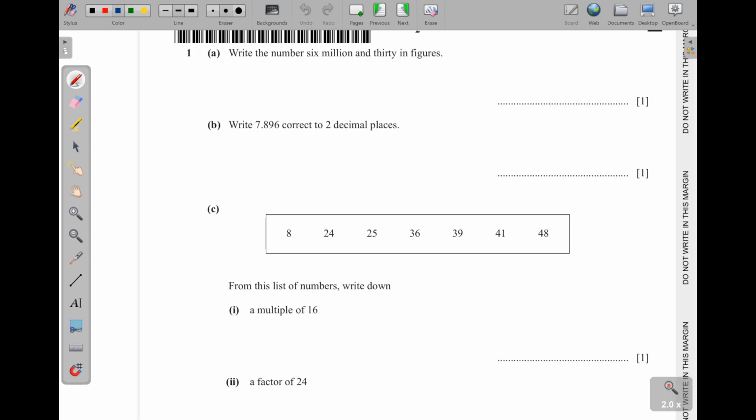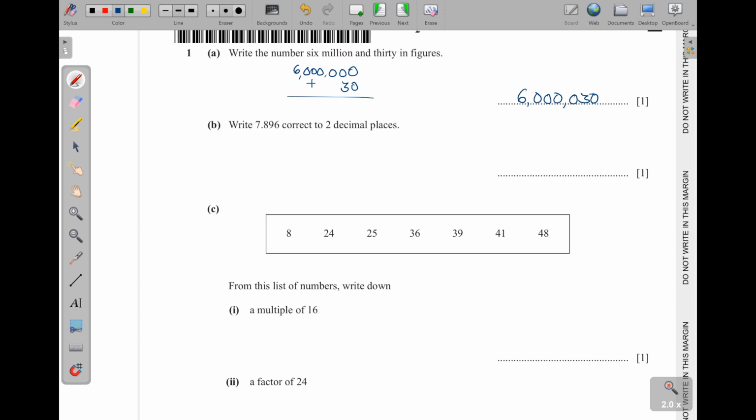Question 1 part A, write the number 6,030,000 in figures. So I write 6 million, I should have 6 zeros, then I add on 30, okay? You add on 30, so this one will give us 6,000,030.